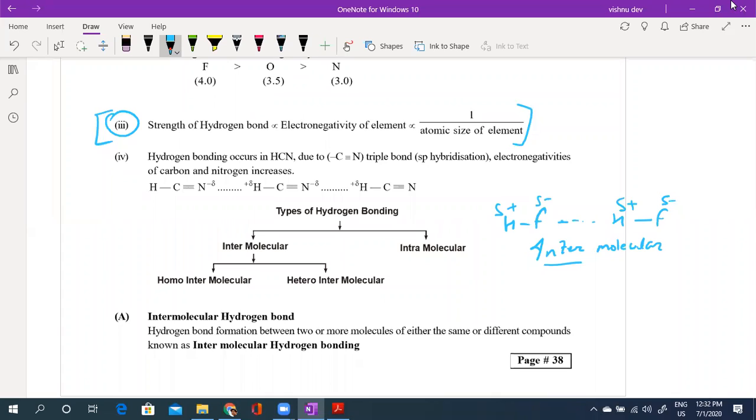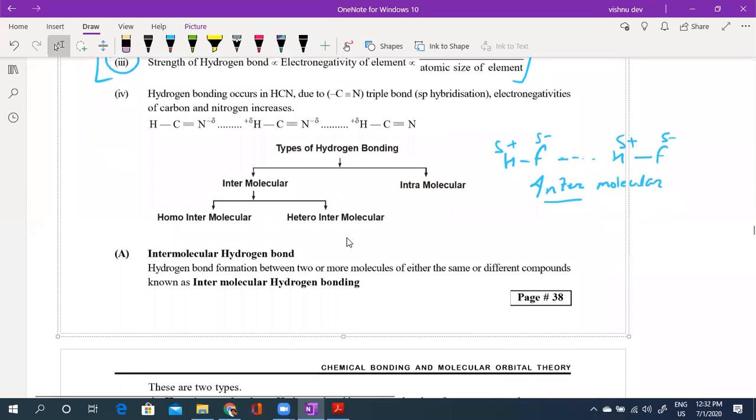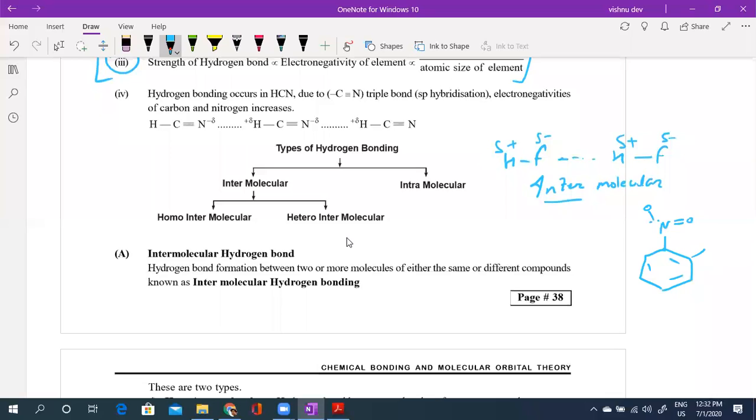Now intra, I'll just give you an example of intra. According to the definition, intra, what do you think? It is between the same molecule. The example is this. Suppose we have N double bond O, right? And here we have OH. Okay, so this hydrogen will have delta plus, and here delta minus, and here we have delta minus. So this, right? This is your intramolecular.